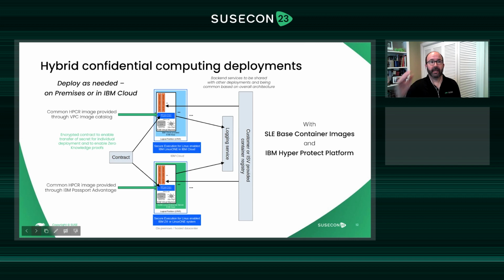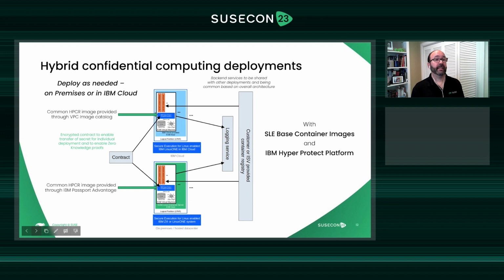Now, what does this look like in the hybrid confidential computing deployment? On this chart, you can see two starting points. At the top, you see the IBM Cloud. At the bottom, you see the on-premise or hosted data center environment. The only difference is where you're deploying. Everything else works exactly the same.